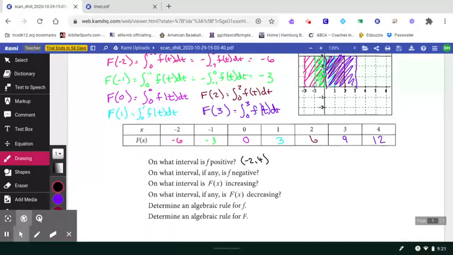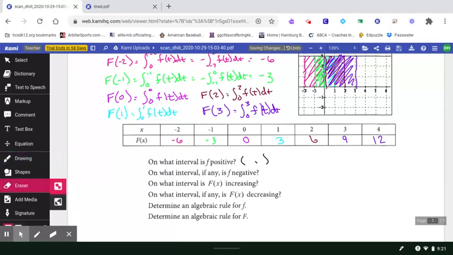Shucks. Hold the press. I got ahead of myself. All right, let me reread that first question, see if I can get this right. On what intervals is lowercase f positive?